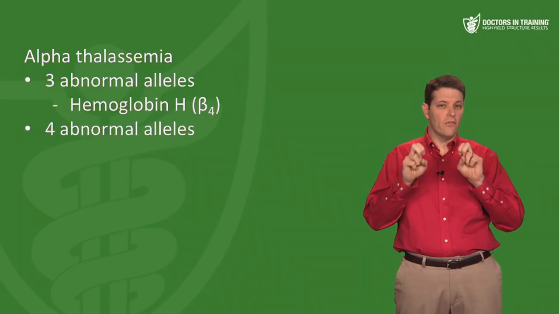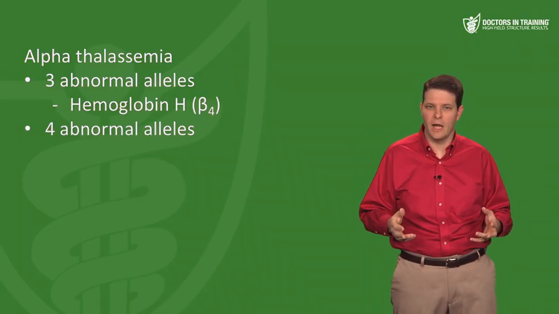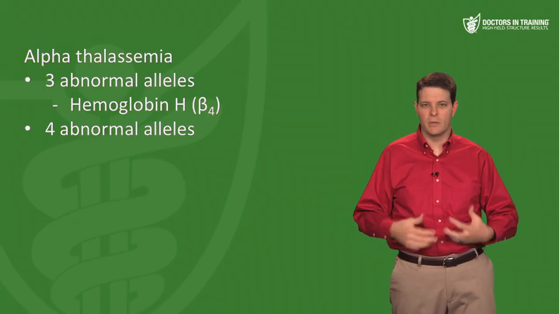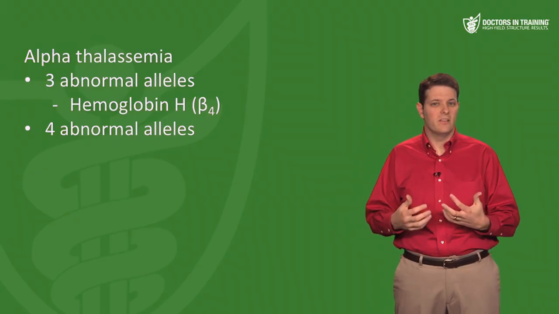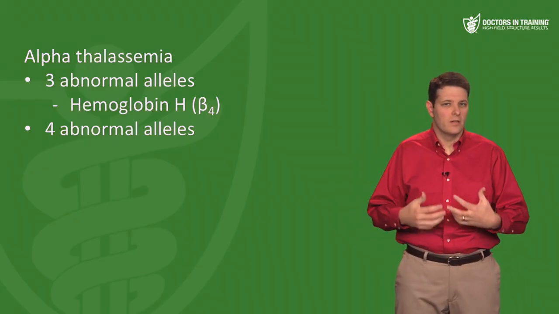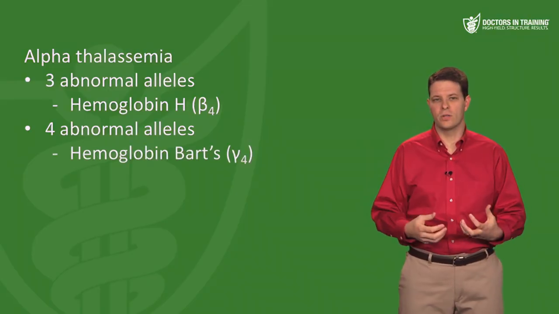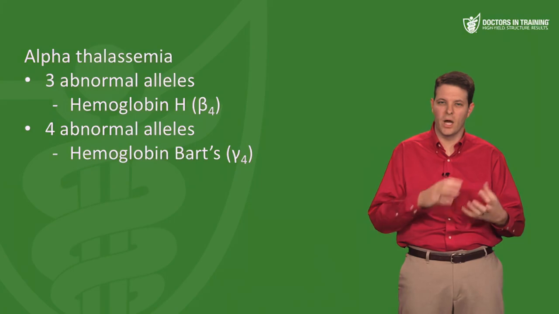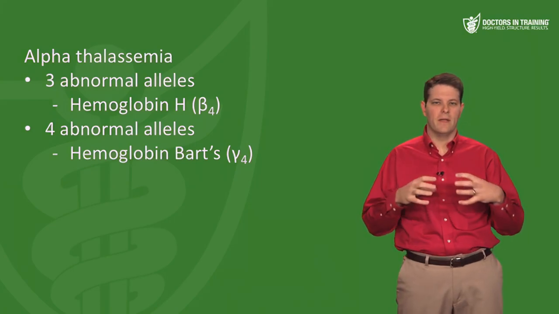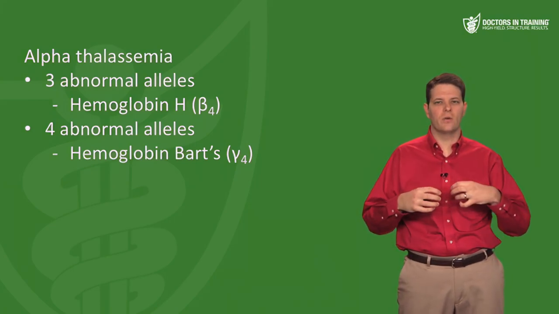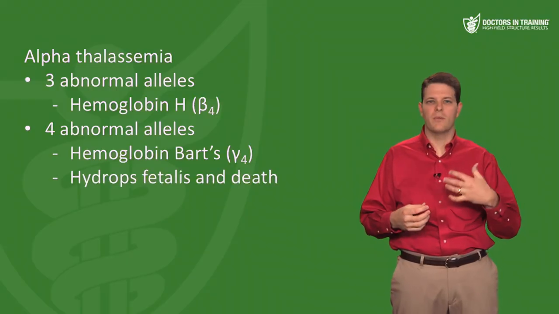Then, if you're deficient in all 4 alleles, that's incompatible with life. You don't ever get to the stage where you're making beta globin because as a fetus, you make all gamma globins instead of beta globins. So instead of hemoglobin H, the fetus has hemoglobin Bart's, which is made up of 4 gamma globins, that other component of fetal hemoglobin. And that hemoglobin Bart's is going to cause generalized fetal edema, which we call hydrops fetalis, and then death.